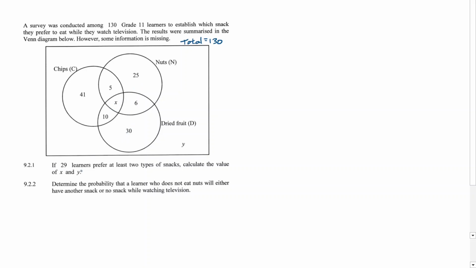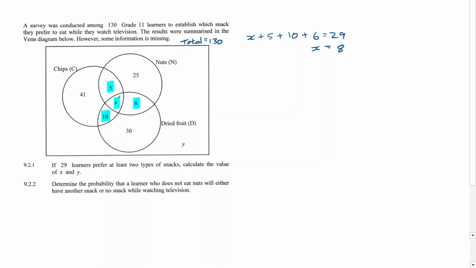And so if 29 learners prefer at least 2 types of snacks, calculate the value of X and Y. And so at least 2 types, that could include these people, they like 2 types, or it could include X in the middle because they like 3 types. So they do like at least 2. And so if I put that into an equation, it will be X plus 5 plus 10 plus 6 equals 29. So X would just equal 8.